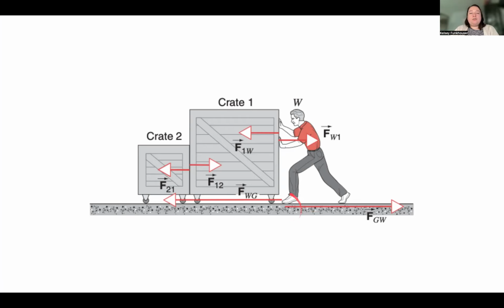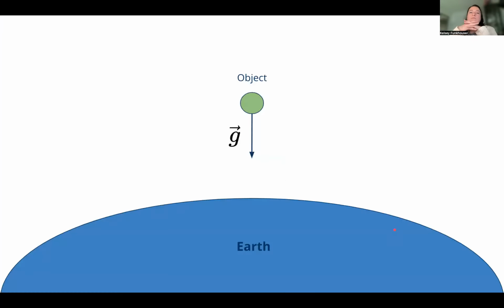And finally, the worker also exerts a force on the ground. That is how the worker causes the motion. FWG is the force on the worker from the ground, and then FGW is the force with which the ground pushes back on the worker. I'm sorry, I think I mixed those up, but it's there. Okay, now a slightly different situation, still the same concepts.